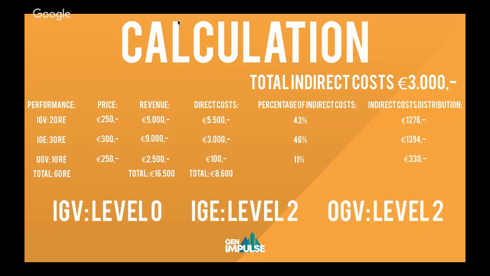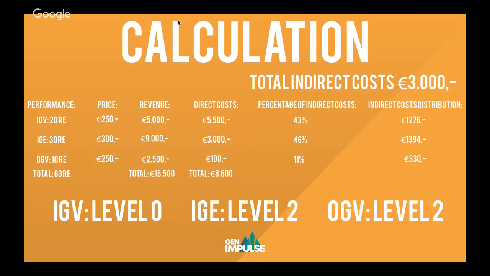So in this example, your entity is in a bad state. And up until last month, this was a state that Isaac in Austria was in as well. We had IGV level 0, IGE level 2, OGV level 2. Actually, IGE was level 1 a month ago. And now both IGV and IGE are level 1. But I'm going to show you how it is very easily possible to change this around. Because in this example, we can see that OGV is extremely profitable, and it only takes a small percentage of indirect costs.